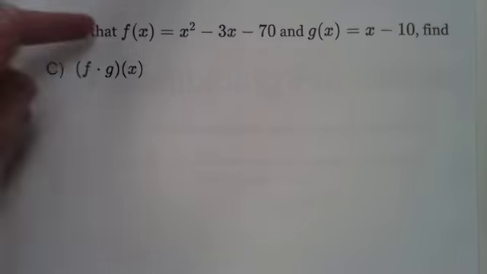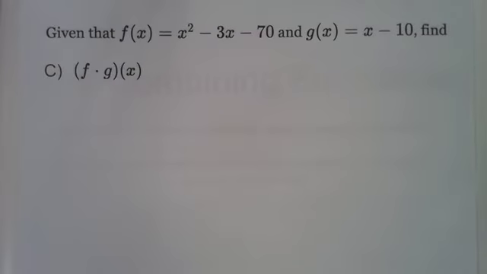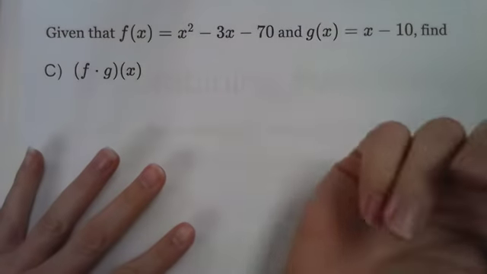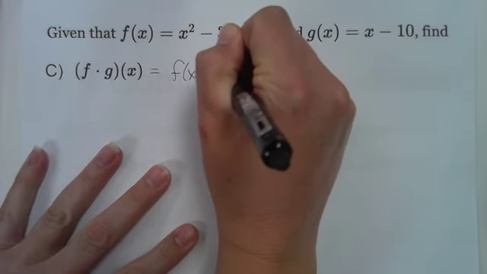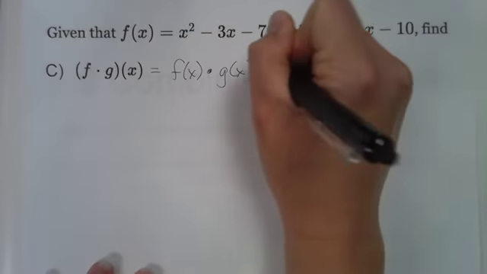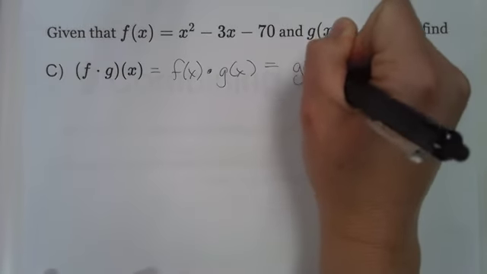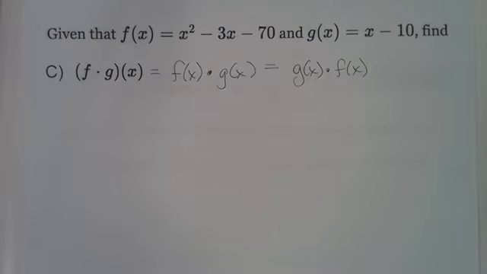Last letter here. This is the same stuff as above, I just wanted it on the same page. What operation are we doing here? Multiplication. Yeah, this is just f times g. This is really just f of x times g of x. Would it also be acceptable to do g of x times f of x? Is that okay? Yeah, because does order matter?